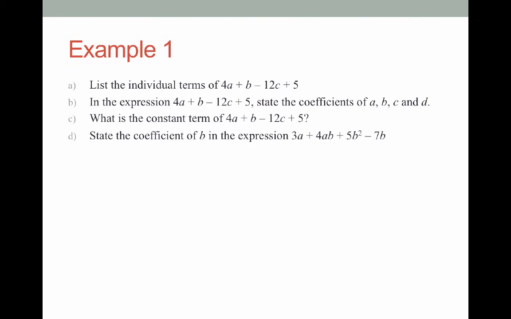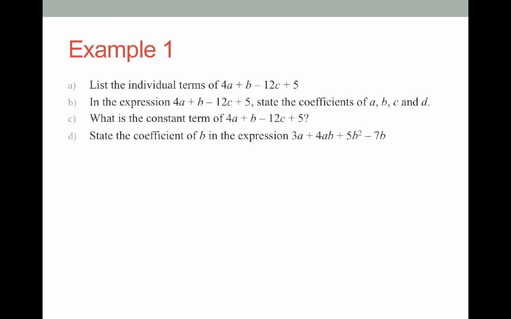Question A says to list the individual terms of 4a plus b minus 12c plus 5. And then in that same expression, we're going to state the coefficients of a, b, c, and d. In question C, we're asked to find out the constant term of that expression. And then for question D, we're asked to state the coefficient of b in a different expression. So I'd like you to pause the video and see what you can come up with for yourself.